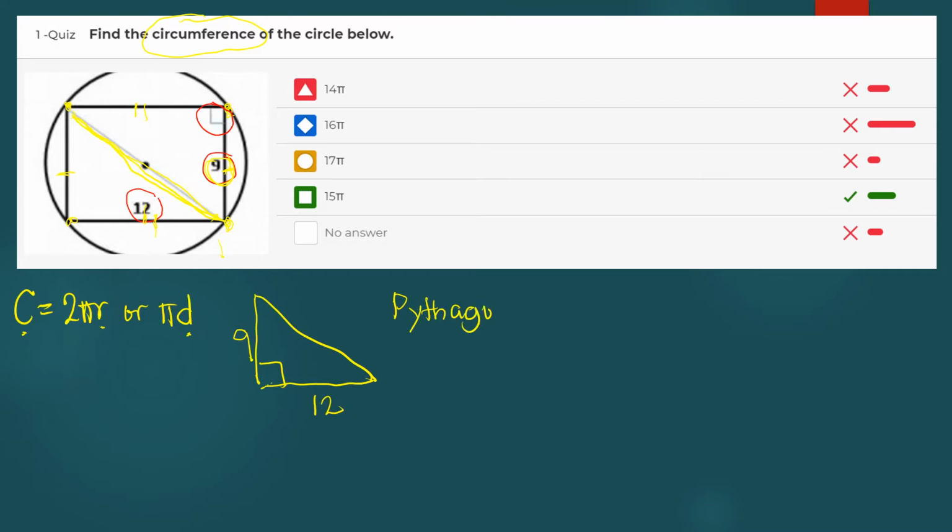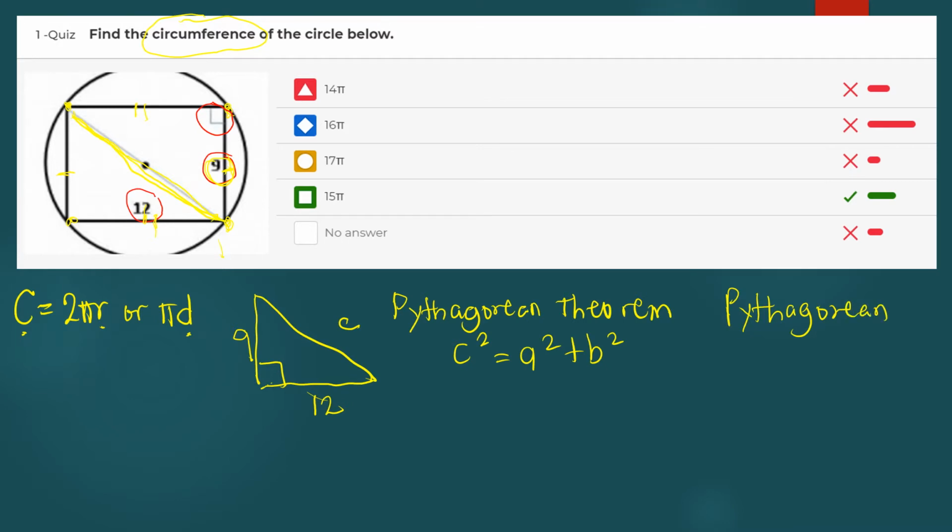So for the Pythagorean Theorem, this one states that c squared is equal to a squared plus b squared, wherein c is the hypotenuse. So this is the hypotenuse, and then a and b are the legs of the right triangle. Okay, so you can make use of this one, or you can also make use of the Pythagorean triples, if you're familiar with them. This will be time efficient if you're familiar with the Pythagorean triples.